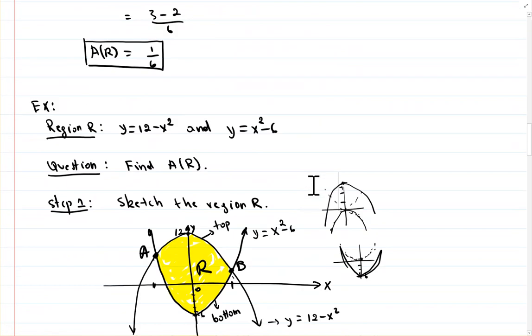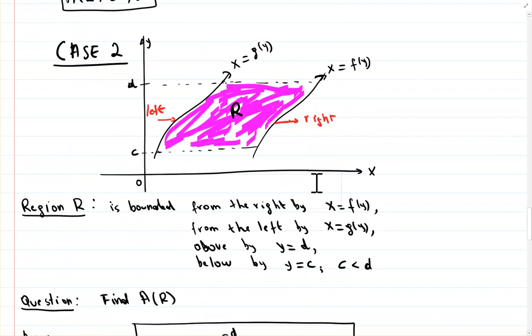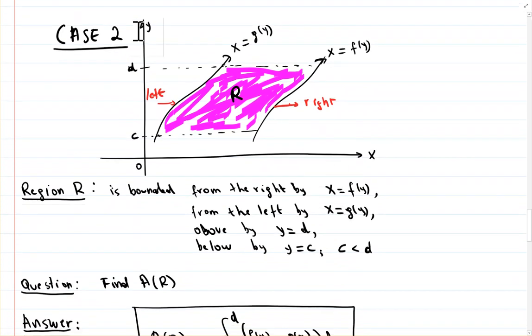For case 2 we have a different type of region. The region is bounded from the left by x equals g of y, and from the right by x equals f of y, below by the horizontal line y equals c, and above by the horizontal line y equals d. So basically we're talking about this region R. Again, the same question is to find the area of this region R.